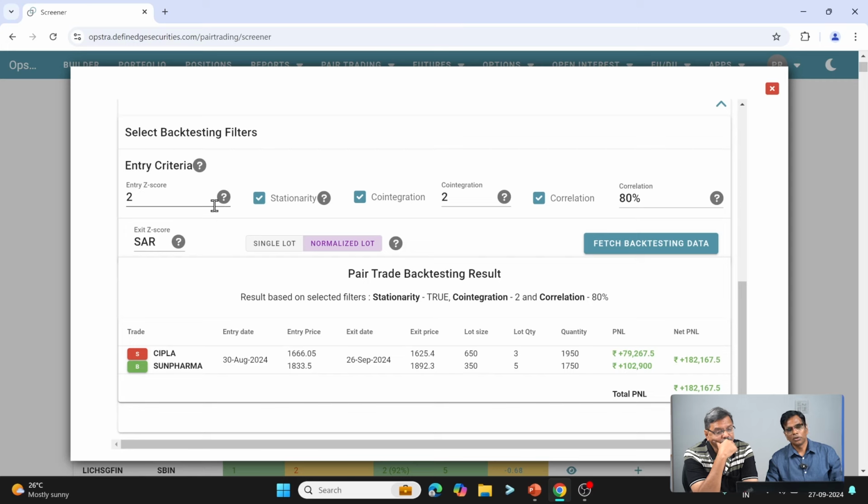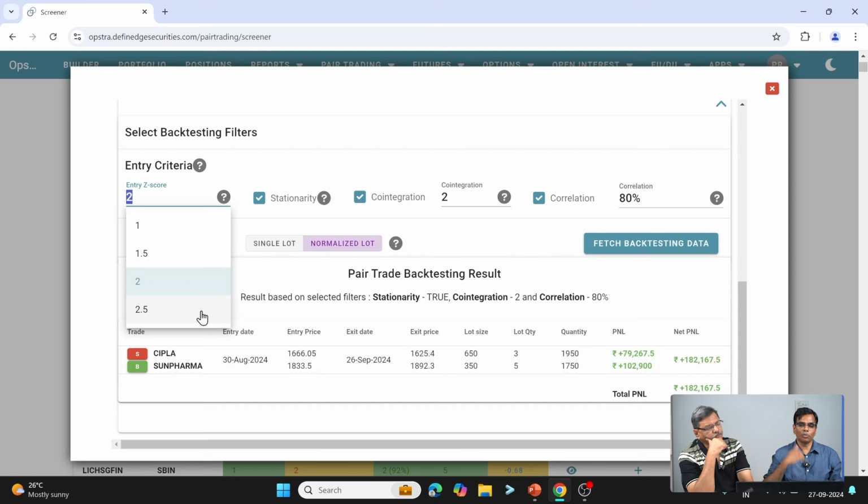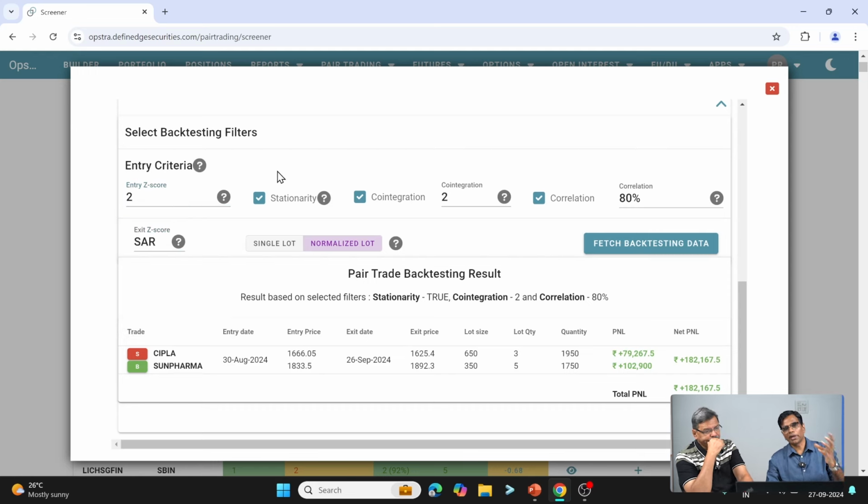Now the entry criteria, we said Z-score of 2, right? So we have given up to 2.5. You can go up to 2.5 and backtest it. That is one way. Because these are rare, we have not gone beyond 3 and 3.5.